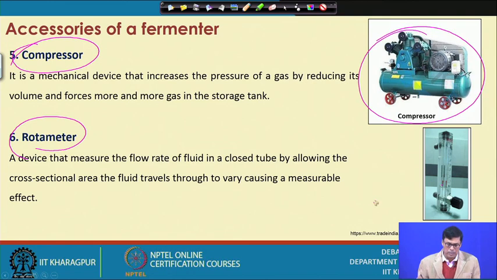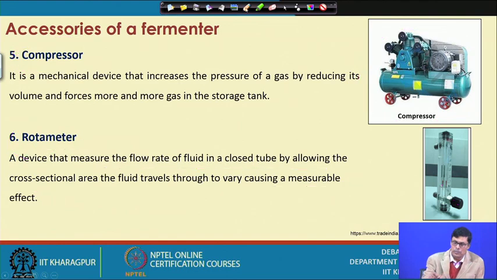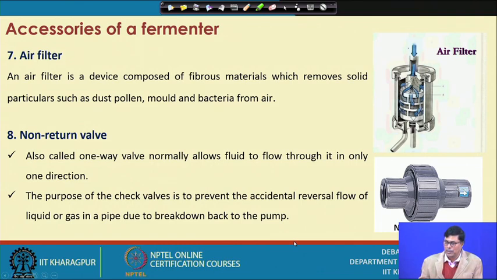The rotameter is usually used for low flow rates, a device to measure the flow rate of fluid through a closed tube by allowing the cross-sectional area through which the fluid travels to vary, causing a measurable effect. Here this is the knob. By opening and closing it we can control the flow rate of air. That can be done very easily. The rotameter is easy to handle. This is the air filter that we have.